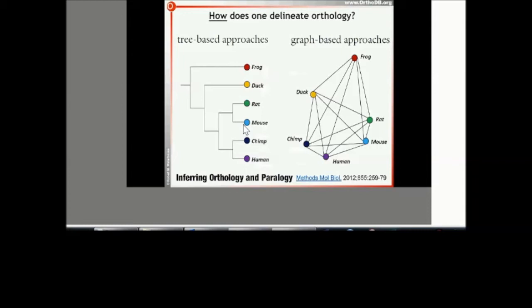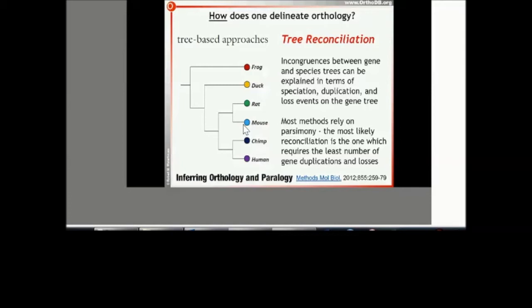Orthology delineation, the methods behind it, can be separated into two main approaches: tree-based approaches and graph-based approaches. Tree-based approaches involve a tree reconciliation step, where essentially we're trying to resolve the incongruences between the gene trees and the species trees by explaining them in terms of evolutionary events: speciation events, gene duplication events, and gene loss events. And for this, most methods rely on parsimony to come up with the most likely scenario that explains the incongruence between the gene tree and the known species tree with the fewest number of gene duplications and losses.